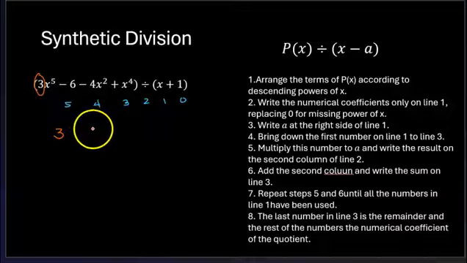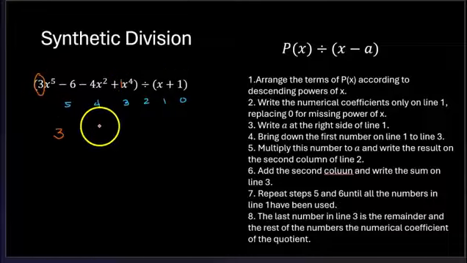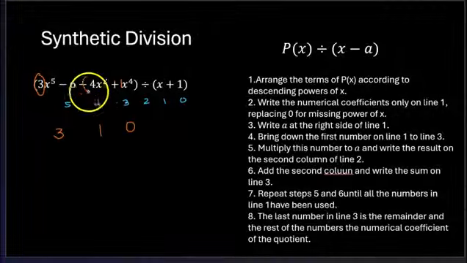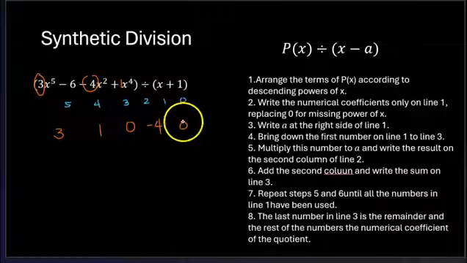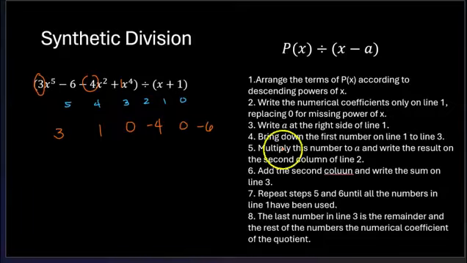There's no x to the 4. No, there's x to the 4. This is the x to the 4, 1. There's no x cubed, so 0. X squared is negative 4. There's no x, 0, and a constant negative 6. So these are what you call the numerical coefficients. Now, you write that in the first line. And then if there's no exponent, you replace it with 0.